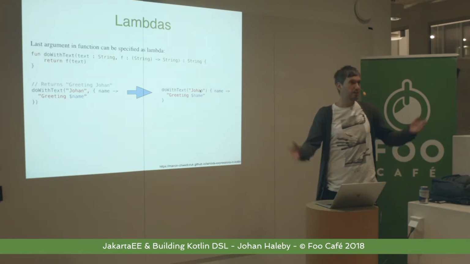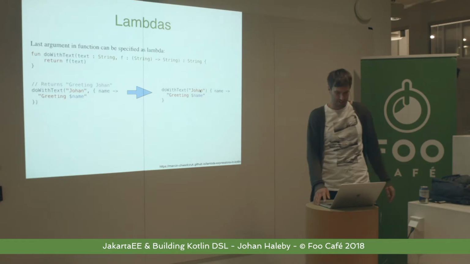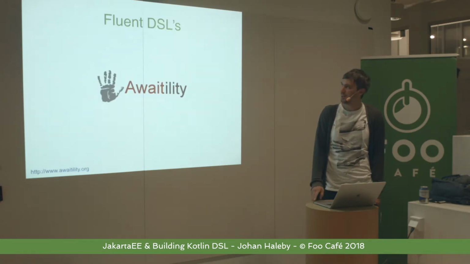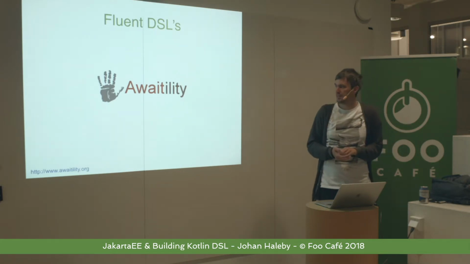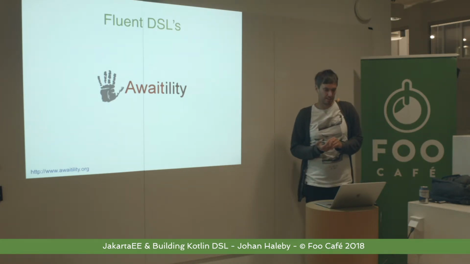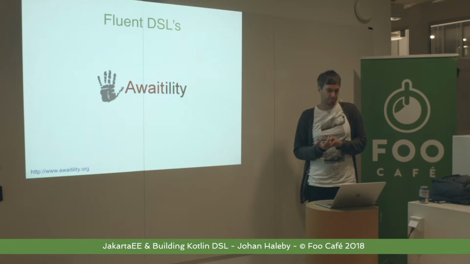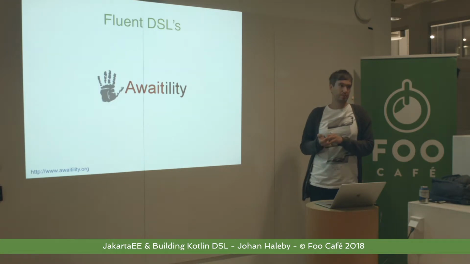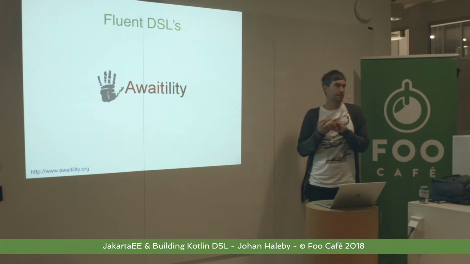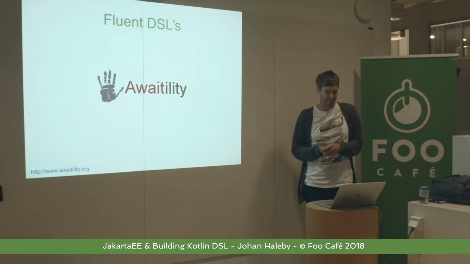Yeah, so now that we know Kotlin, we can move on to look at the first kind of DSL or API that we will explore. And for that, we're going to look at a library called Awaitility, which is a Java library that allows you to express expectations of asynchronous systems.